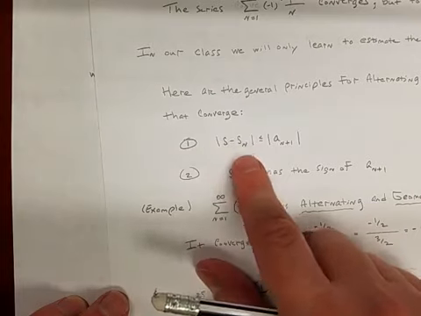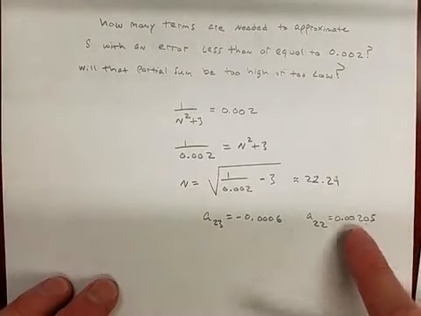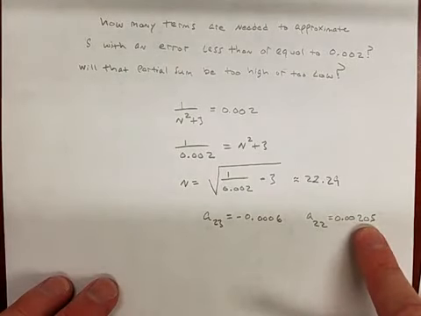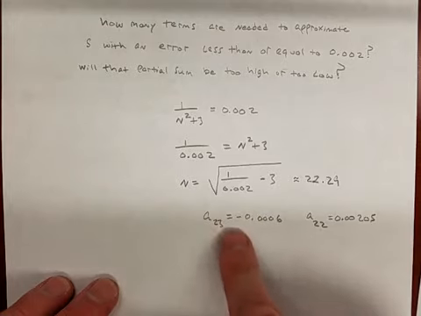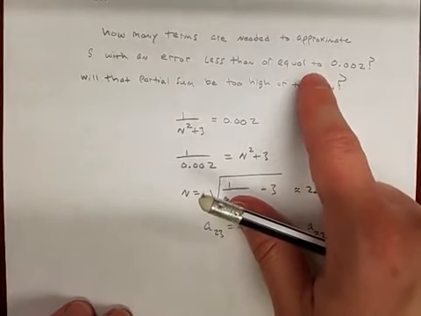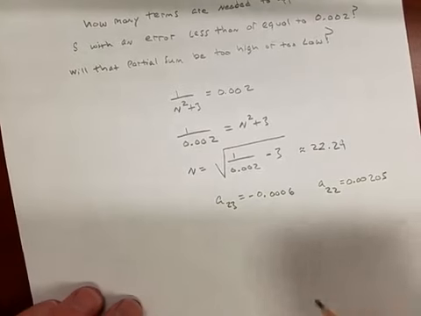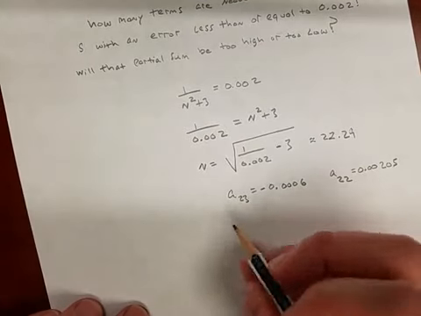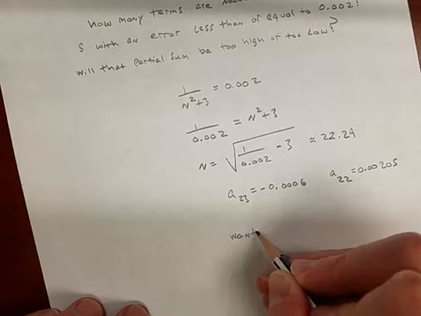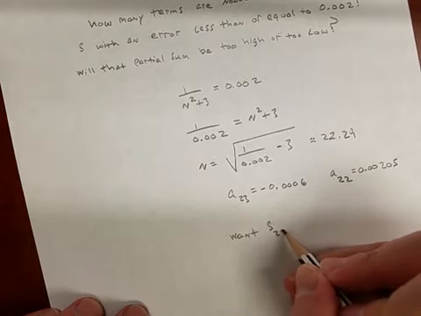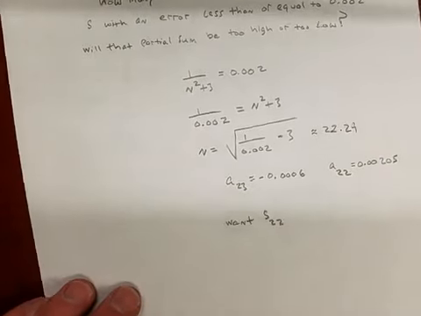S minus S21 is going to be less than this one. But I would need to take the partial sum up to this point to guarantee that the margin of error is less than or equal to 0.002. All right, so let's do this. Give our answer this way. We want the sum of the first 22 terms. That's going to be the error term.